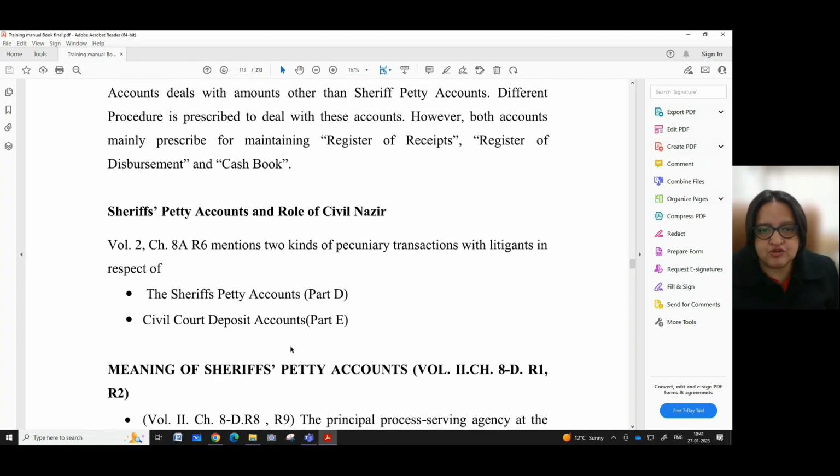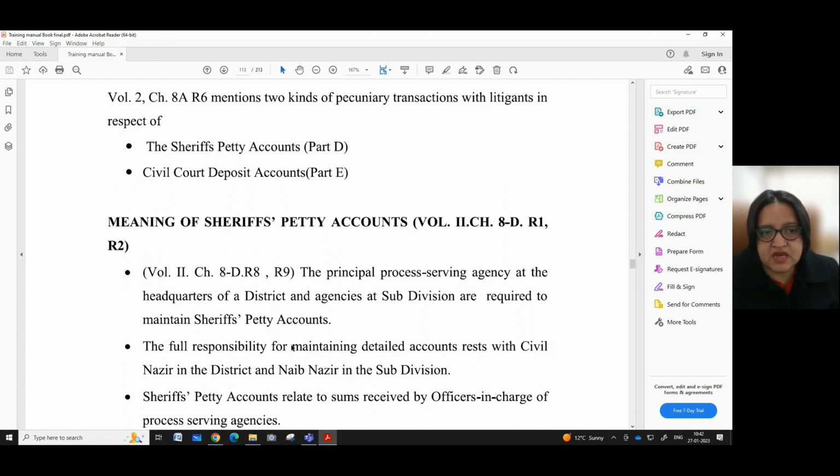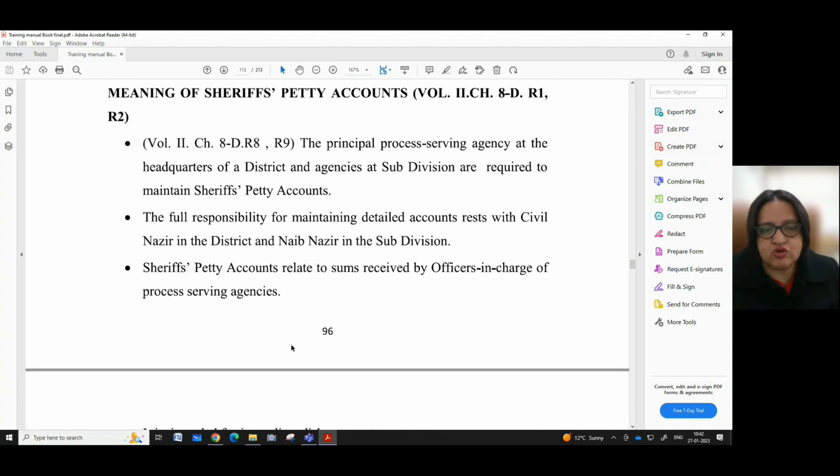Sheriff's petty accounts and role of Civil Nazir. Volume 2, Chapter 8A, Rule 6 mentions two kinds of pecuniary transactions with litigants in respect of the Sheriff's petty accounts, Part D, and Civil Court deposit accounts, Part E. Meaning of Sheriff's petty accounts, Volume 2, Chapter 8D, Rule 1 and 2. Volume 2, Chapter 8D, Rule 8, Rule 9 says that the principal process serving agency at the headquarters of a district and agencies at subdivisions are required to maintain sheriff's petty accounts.